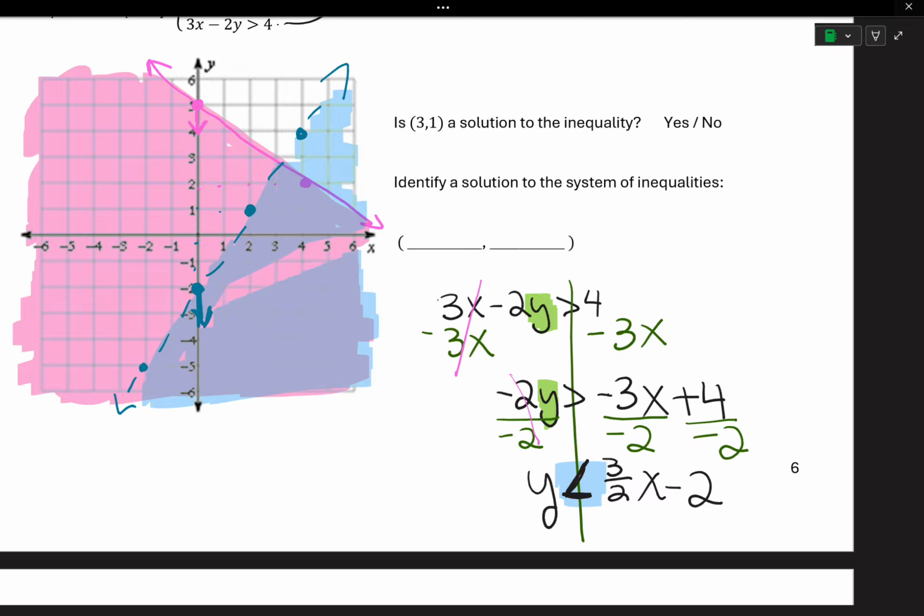Our solutions can exist in this purple area or on that border of the pink. Right here, this part of the pink line. So, is 3, 1 a solution? Let's see. What do I want to use that's visible here? Will green be visible? 3, 1. Yes, it works. What is another solution? What's this point here? 4, 2? 4, 2. Fantastic.